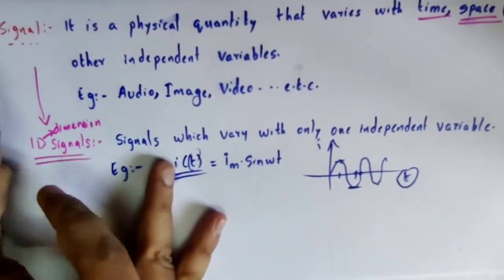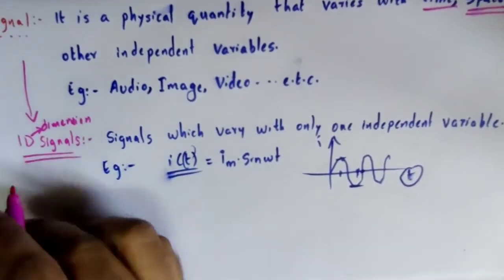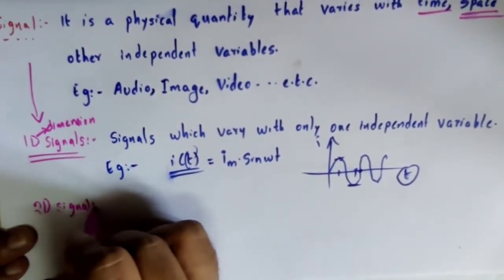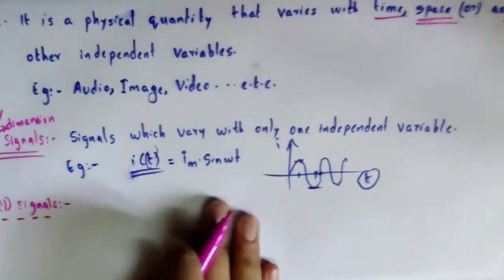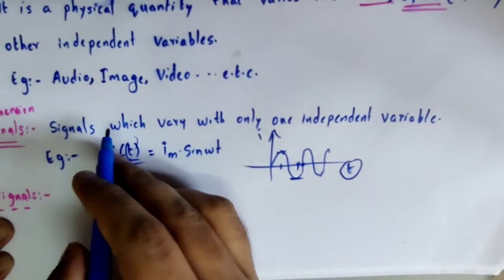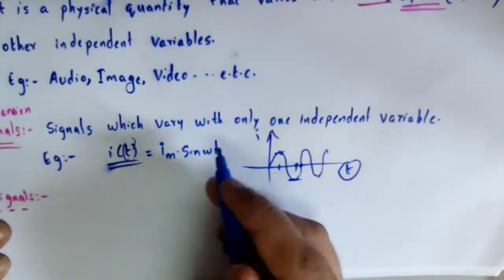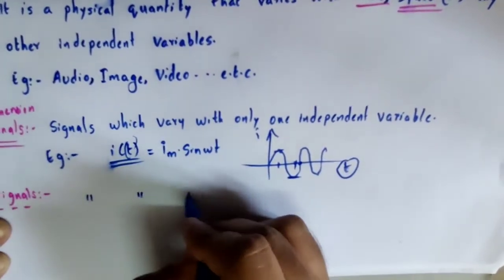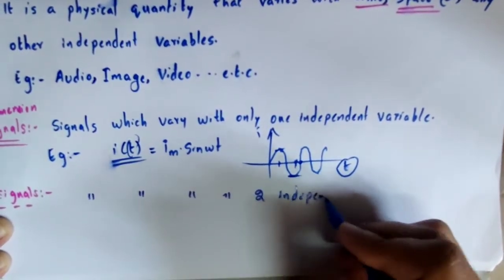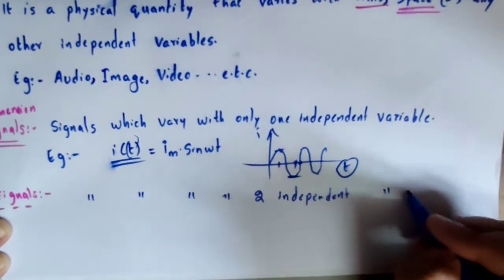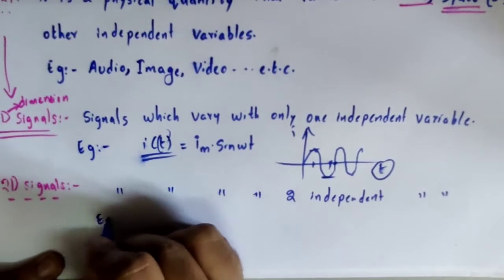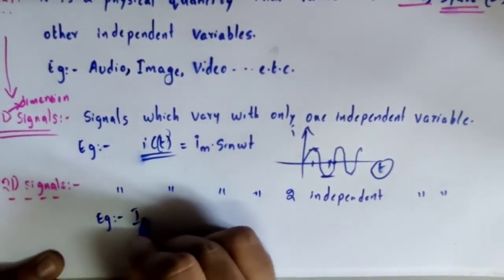In the same way, if I speak about two-dimensional signals, 2D signals, now you should be able to write the definition. So come on, tell me what's the definition, or write on your own. In the same way, signals which vary with two independent variables are known as two-dimensional signals. An example of these two-dimensional signals is an image.